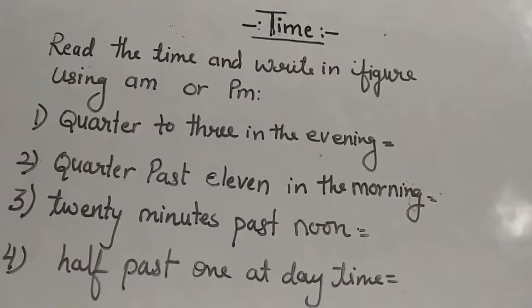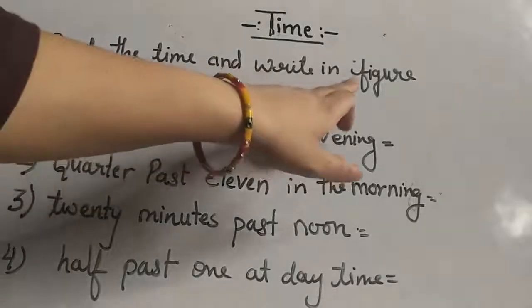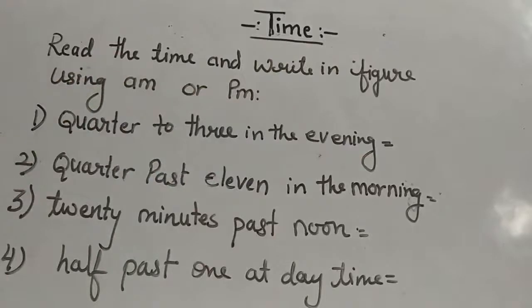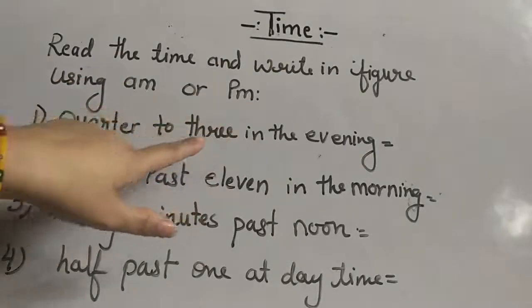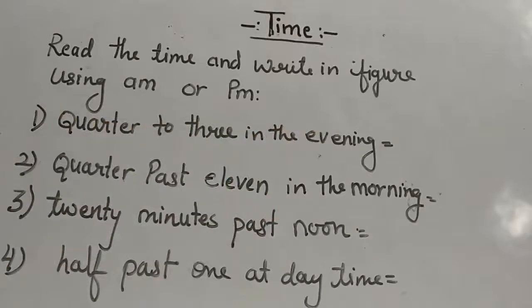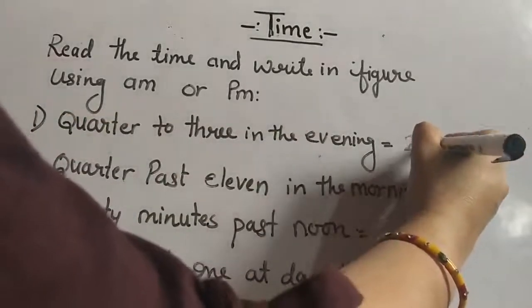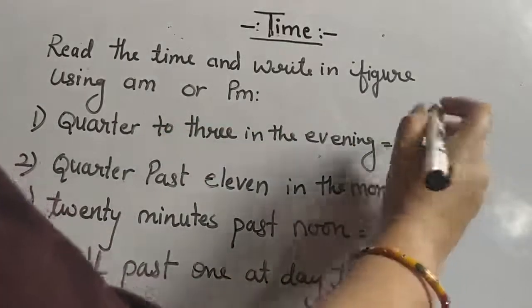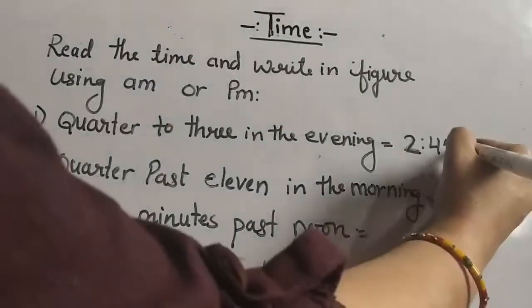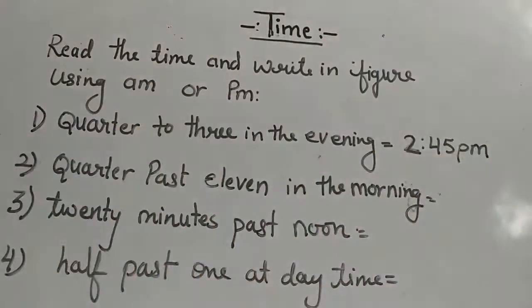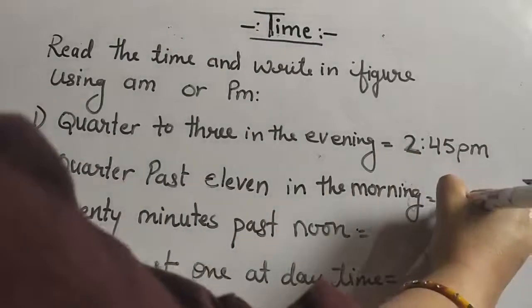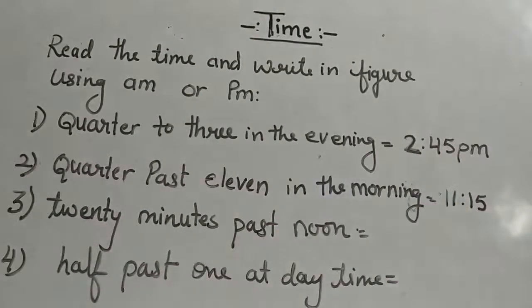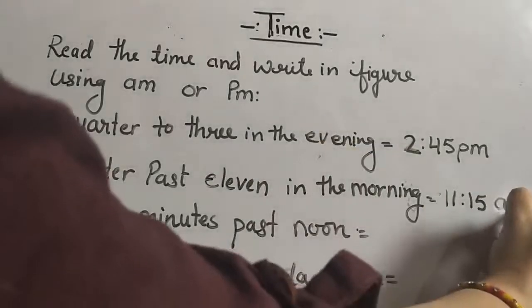So here we'll do one exercise. Read the time and write it in figures using AM or PM. First question, quarter to 3 in the evening. Quarter to 3 means 2:45. I told you to means next, so 3 is next to 2. So 2:45. In the evening means afternoon, so it is PM. Now the next question, quarter past 11 in the morning. Quarter past means 15 minutes. 11:15. In the morning means AM, before noon.